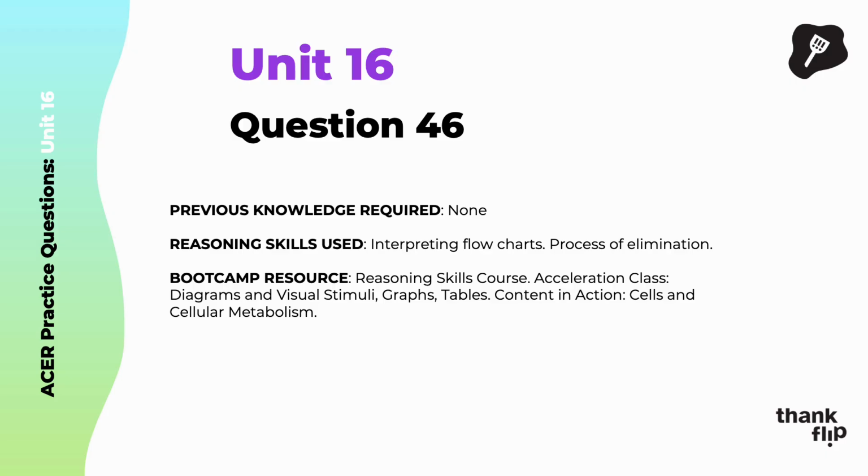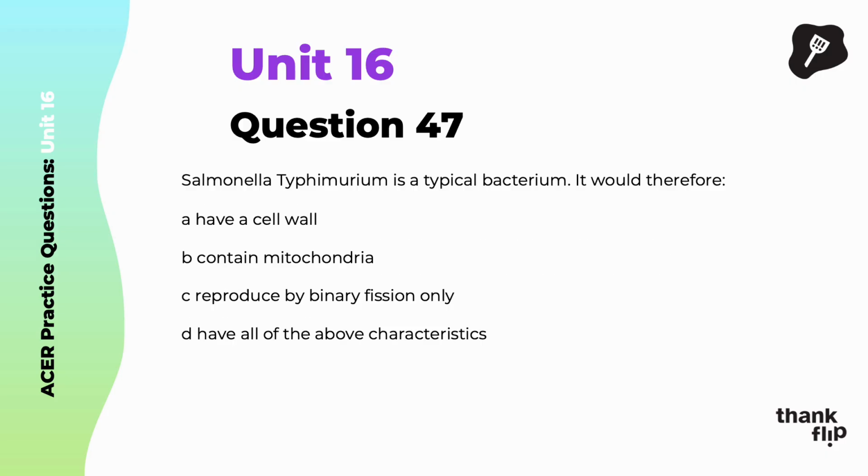Then we also have our acceleration classes that are dedicated to diagrams and visual stimuli, as well as the classes on graphs and tables as well. So those can help with showing you or helping you practice how to extract this information from diagrams and flowcharts more easily. Now, this final question in the unit, this is pretty much simply prerequisite knowledge. It's just saying that this Salmonella typhimurium is a typical bacteria, and so it would have what? So it's basically asking what would bacteria normally have.